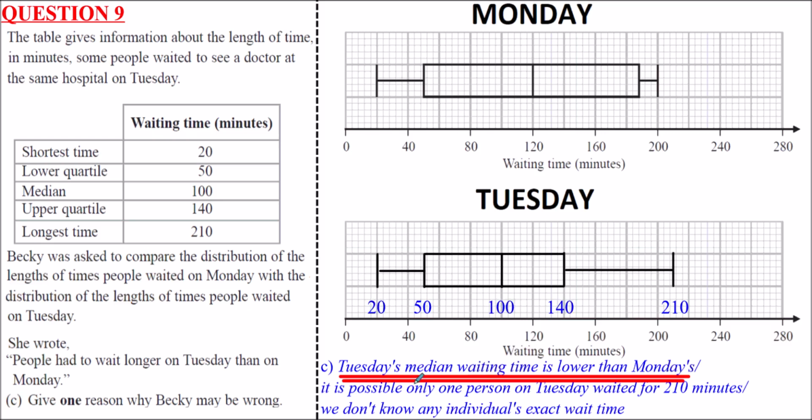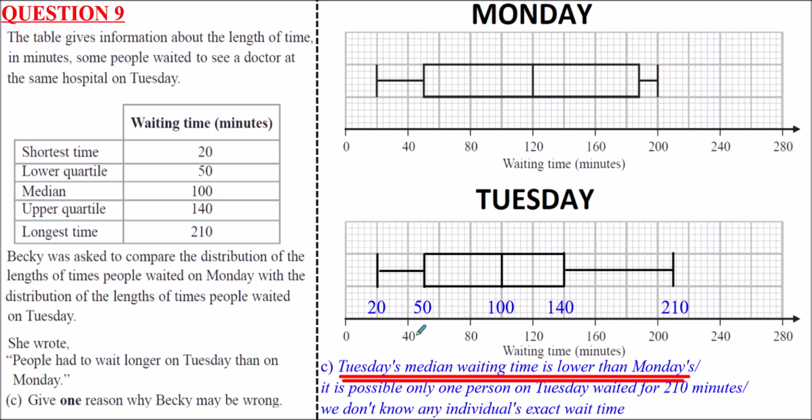Or you could have said it's possible that only one person on Tuesday waited for 210 minutes, so although the highest value on Tuesday is higher than the highest on Monday, that might just be one out of many, many people. So we can't go off that to make a general sweeping statement like she's done. Or the third thing you might want to say is we don't know any individual's exact waiting times at all. So because these are based off summaries of all the data combined, we can't make such sweeping statements about all the people. All we can say is, yes, sure, one person waited longer than the person who waited longest on Monday, but we can't say any more on that.